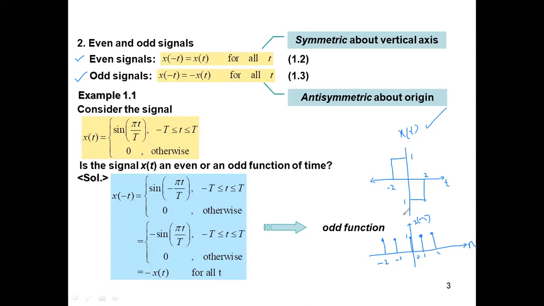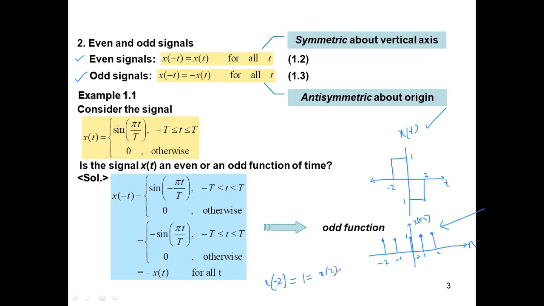Same is the case for discrete time also. If x of -n is equal to x of n, then it's an even signal. If x of -n is equal to minus of x of n, then it is an odd signal. Say for example, what is x of -2? What is the amplitude of x of n here in this second signal at -2? It is 1, which is same as the amplitude of x at 2, right?